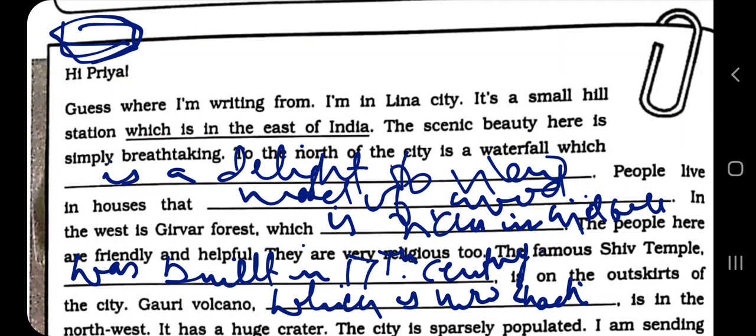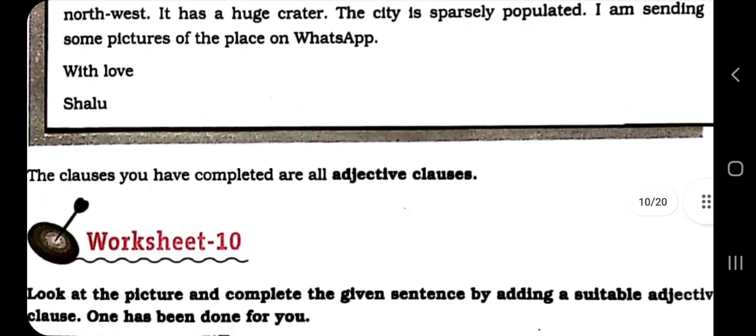And now see here, the clauses you have completed are all adjective clauses. You fill the blanks in your practice book, and then see how the adjective clauses are used. All the clauses have a subject and verb and act as adjectives. And adjectives are what? They specify a noun, tell more about a noun, describe a noun. Now let's move to the next part.